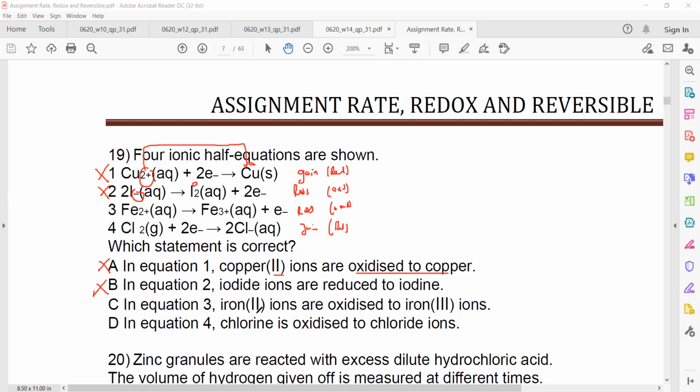In equation 3 iron 2 ions are oxidized to iron 3, plus 2 becomes plus 3, so that is oxidation, true. And in equation 4 chlorine is oxidized? 0 becomes minus 1, that is not oxidation, it is reduction.